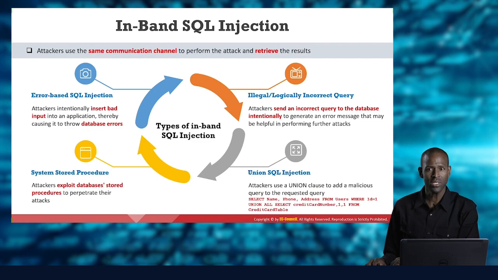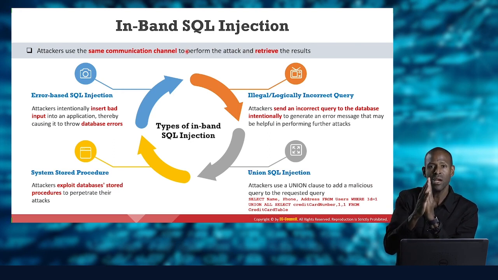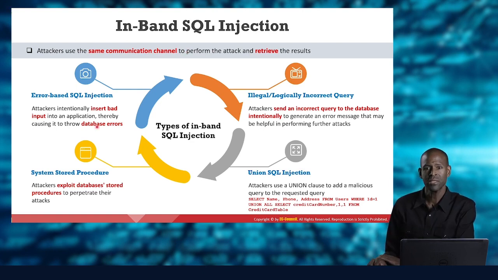So SQL injection in-band is when you are using the same communication channel to perform the attack and retrieve the results. In other words, you're not using one channel to do the attack and then another channel to get results. So for instance, I can use a URL in a browser or a web form and get the results right back. Like for instance, we have error-based SQL injection, and with that, you put intentionally bad input causing the database to throw an error, and depending on the error you get back, you know what you can do further to attack that database.